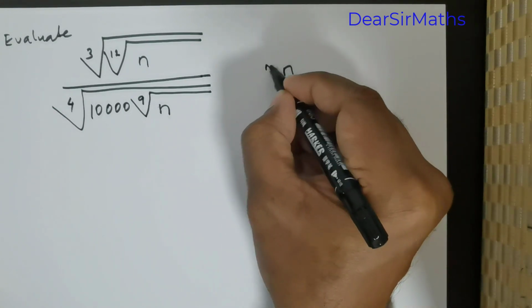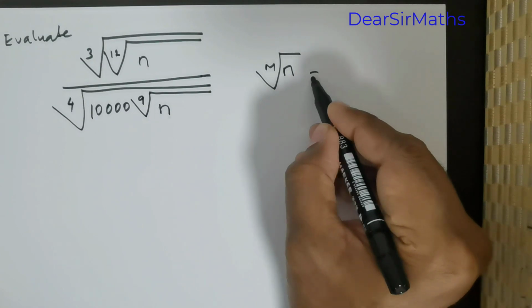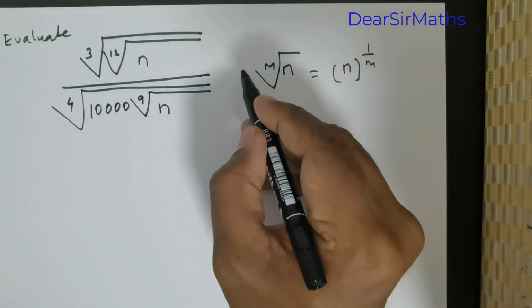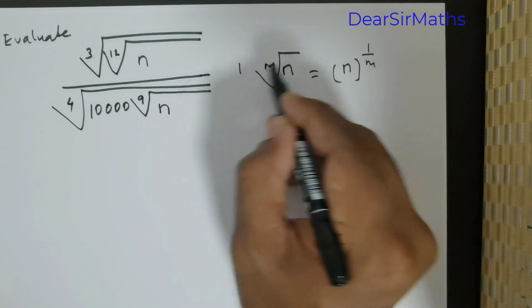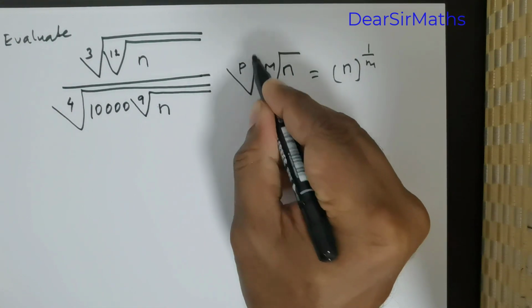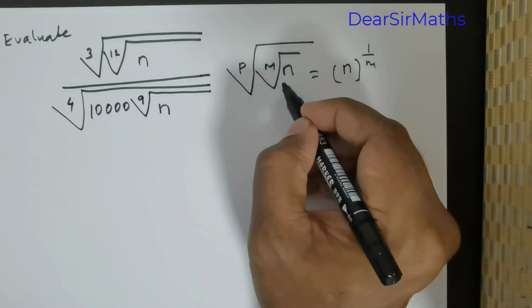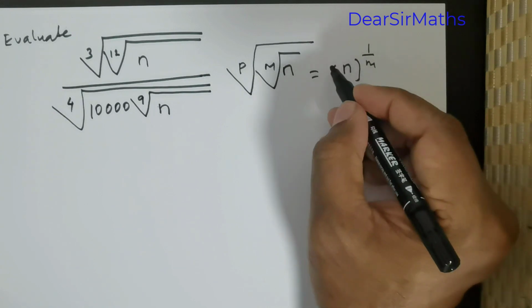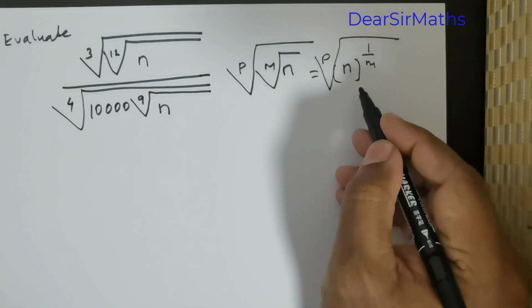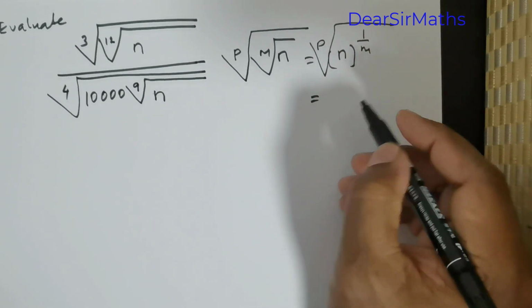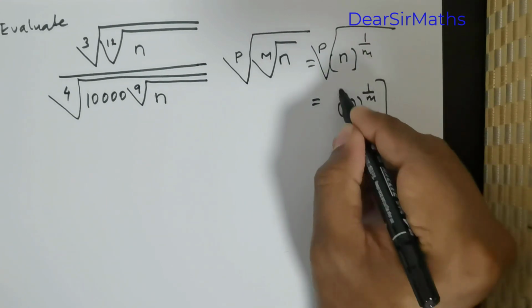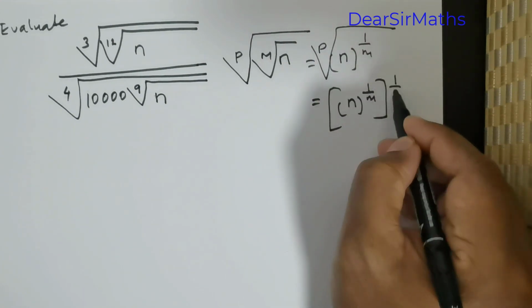Now suppose you have mth root of n, then this is nothing but n raised to the power of 1 over m. Now, if this in case is basically embedded within another root, something of this fashion, say pth root of mth root of n, then this is nothing but pth root of this value. And this quantity can be rewritten as n raised to the power of 1 over m, which in turn is raised to the power of 1 over p.